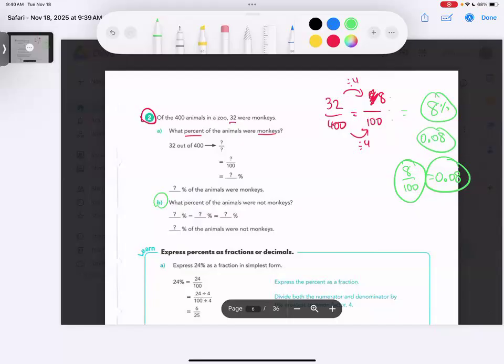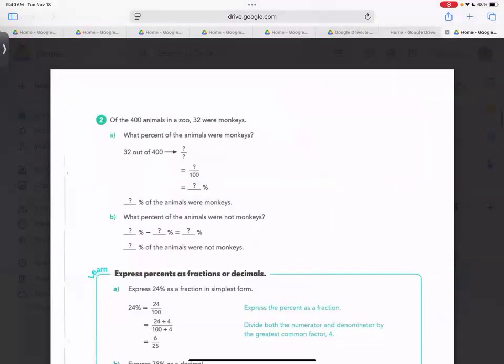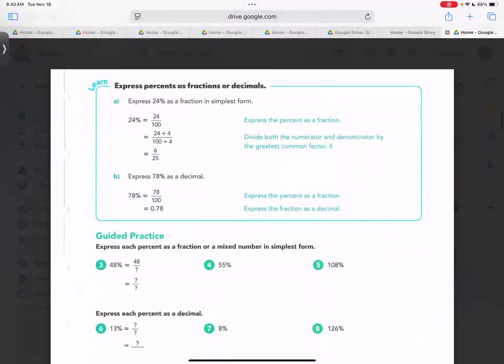So what percent of the animals were not monkeys? Well, if I know 8% were monkeys, then I know that 92% were not monkeys, okay? Because you should have 400 animals altogether. If I had 400 over 400, well, that would be 100 over 100, which would be 100%. So I know that if 8% were monkeys, then the rest, being 92%, would be the other animals, okay?